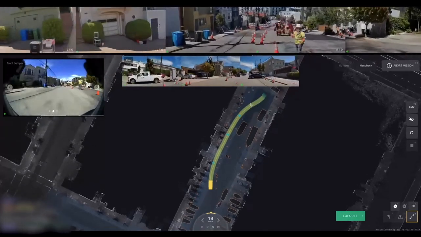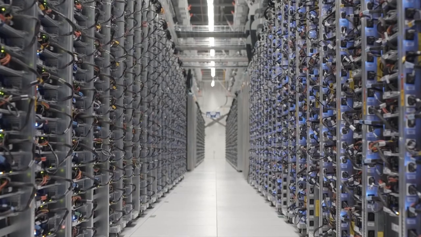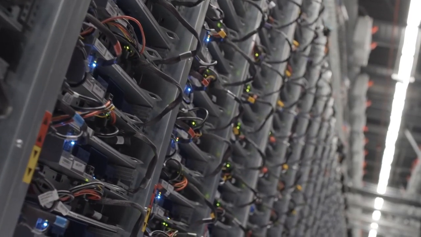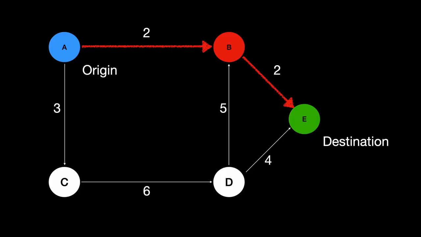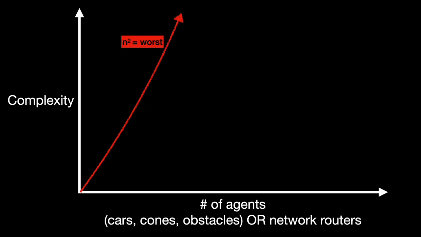Have you ever wondered how autonomous vehicles deal with complex construction zones? Or how network routers find the most efficient way to send packets across the internet? These problems share something in common. We want to find the shortest route between two points. But it is too expensive to brute force our way and explore all the possible paths. So how do we solve this problem?